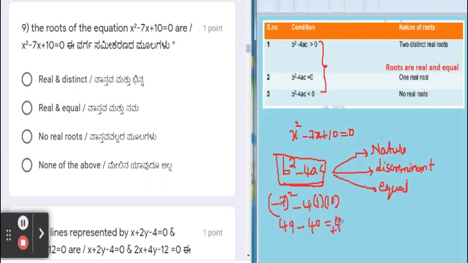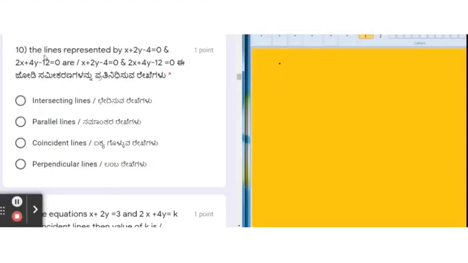It's always greater than 0. 9 is of course obviously greater than 0. So first condition, b square minus 4ac, we got it as greater than 0. Obviously the roots are real and distinct. So first option is the answer.